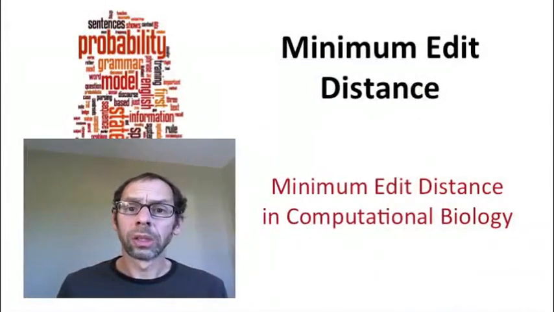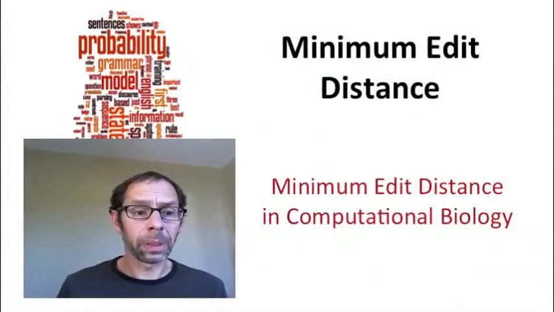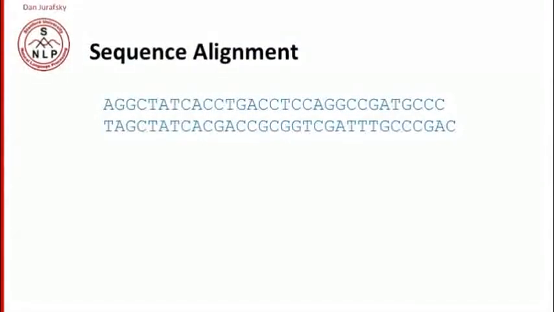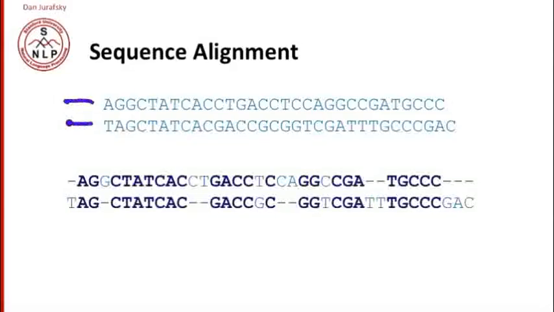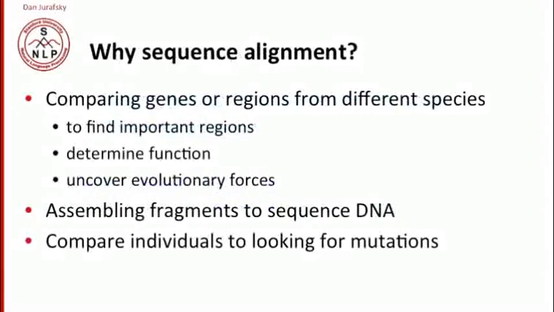There are a number of advanced variants of minimum edit distance that play a special role in computational biology. So recall that in computational biology, what we're aligning is sequences of nucleotides or sometimes proteins, and our job is to take two strings like this and produce an alignment like this. So in biology, this is important for a number of reasons.